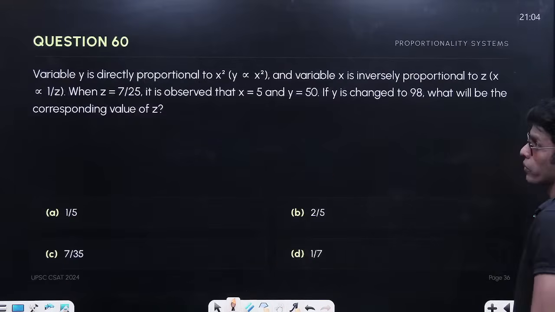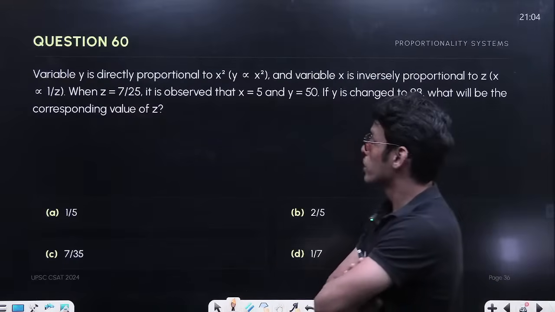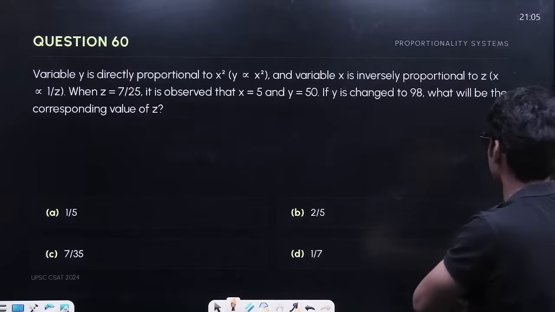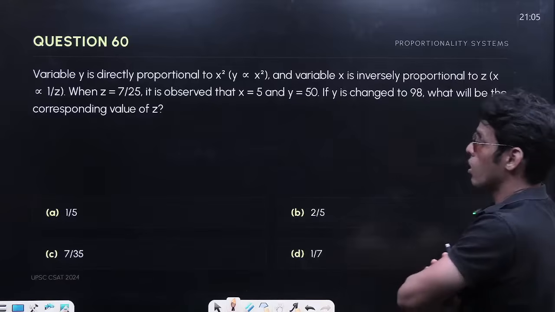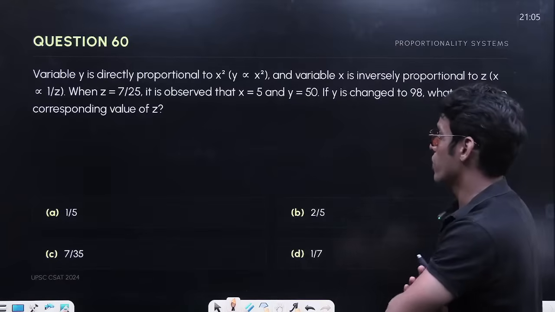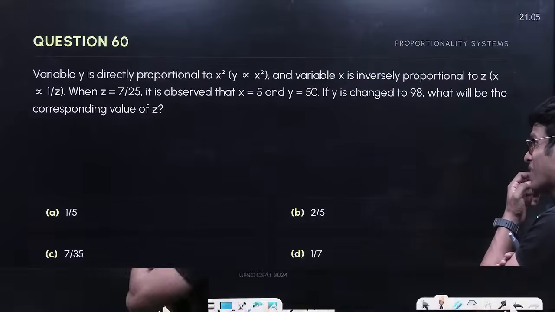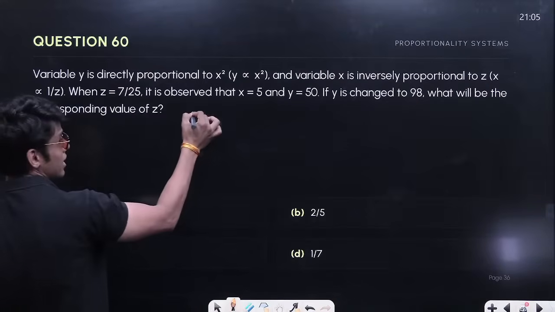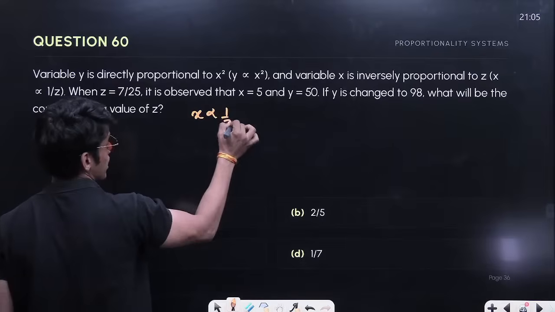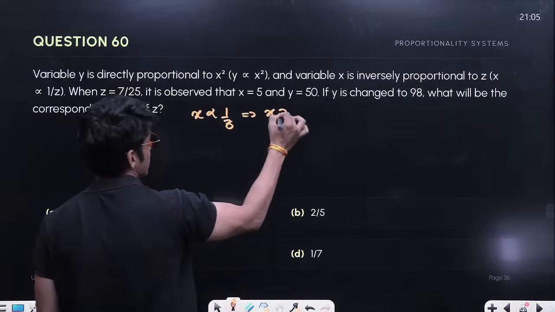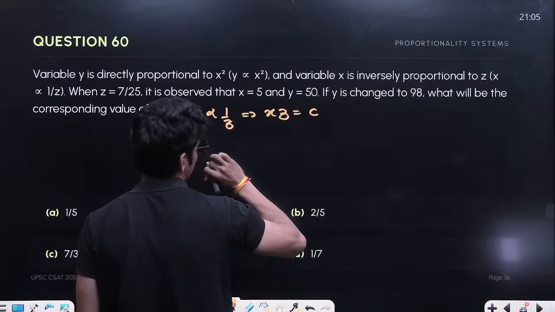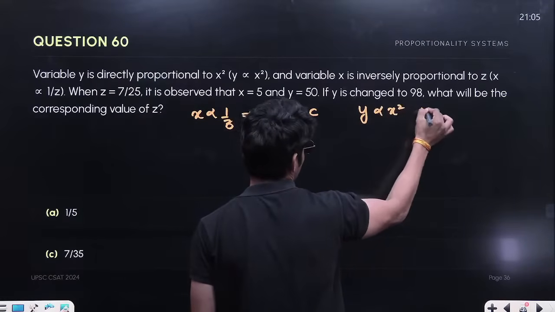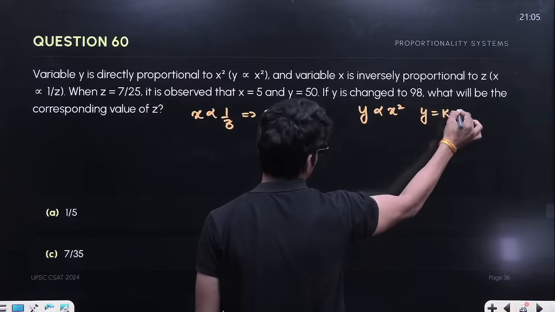Let's move on. Problem number 60. Variable y is directly proportional to x square and variable x is inversely proportional to z. When z is 7 by 25, it is observed that x equals 5 and y equals 50. Now just see here. When I say that x is inversely proportional to z, this means xz is constant. When I say y is directly proportional to x square, this means y is k times x square.